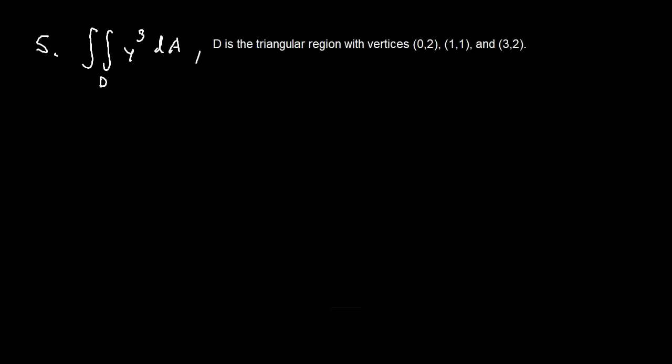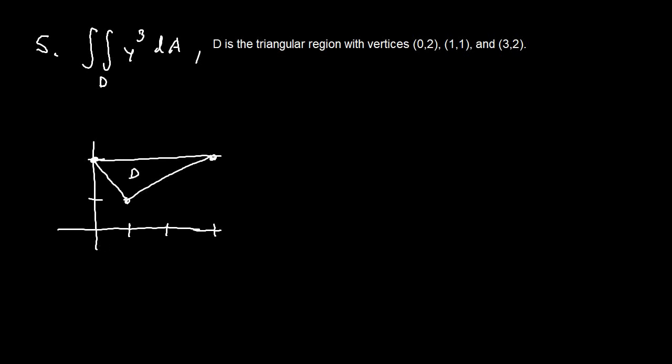So now moving on to number 5, we have the double integral of y cubed dA, described by region D, and D is going to be the triangular region with the vertices (0, 2), (1, 1), and (3, 2). So let's go ahead and draw this out here. We have a triangle which has the vertices (0, 2). Let's go ahead and draw (1, 1) here, and then (3, 2). So this is going to be the region D.